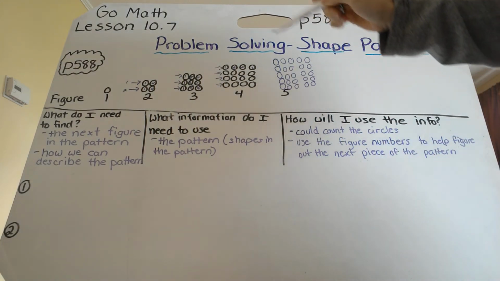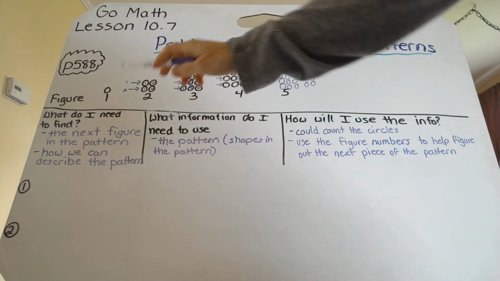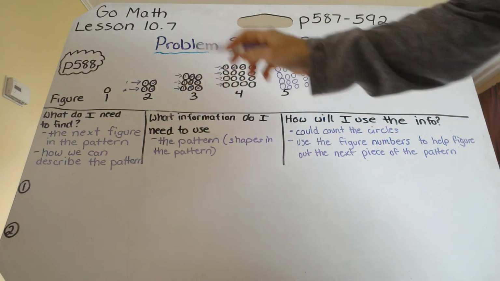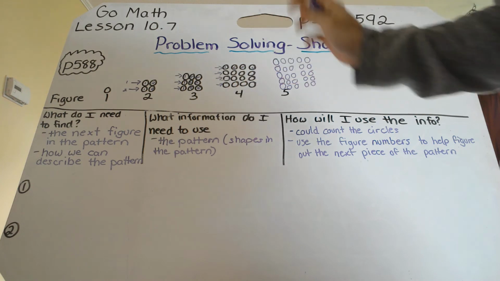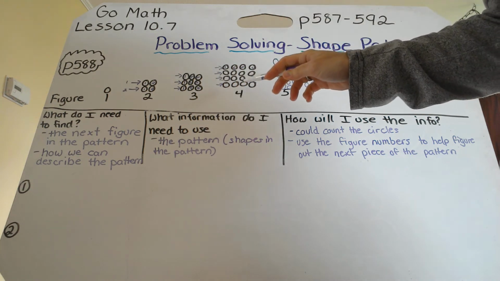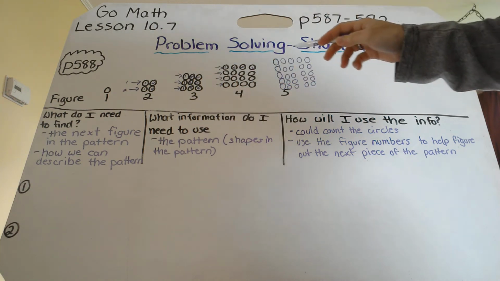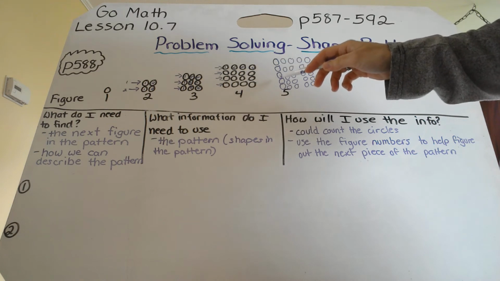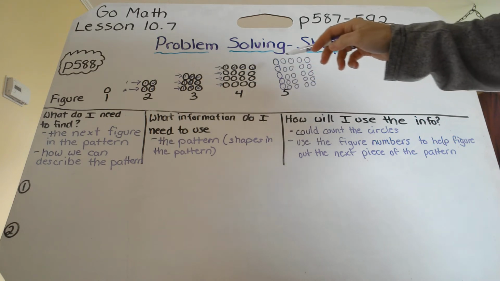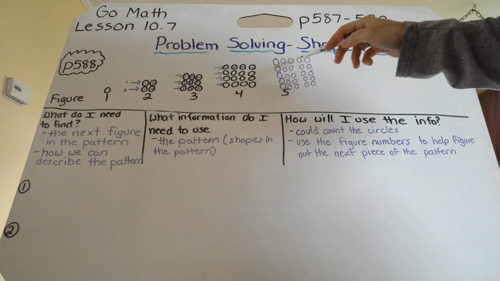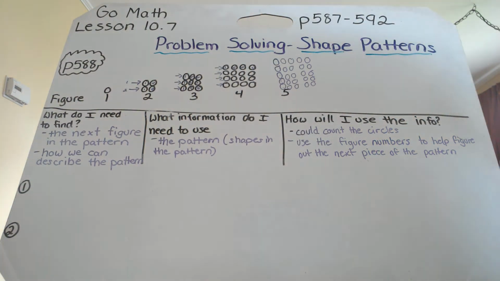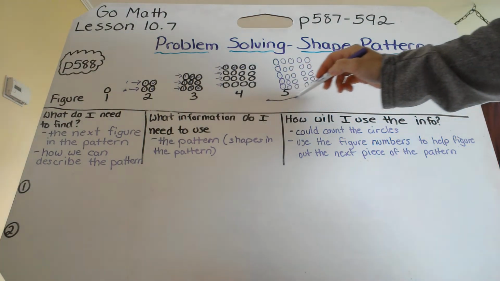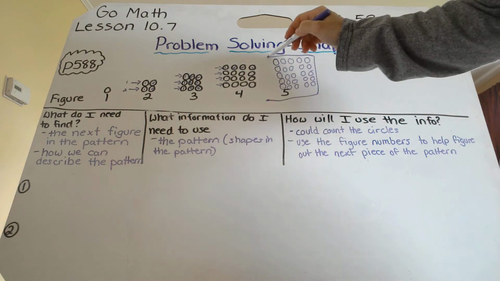Okay, so figure 1, 1 row, 1 circle. Figure 2, 2 rows, 2 circles. Figure 3, 3 rows, 3 circles. Figure 4, 4 rows, 4 circles. Figure 5, 5 rows. 1, 2, 3, 4, 5. How many circles in each row? 1, 2, 3, 4, 5. 5 rows, 5 circles. So this is the next shape in your pattern.